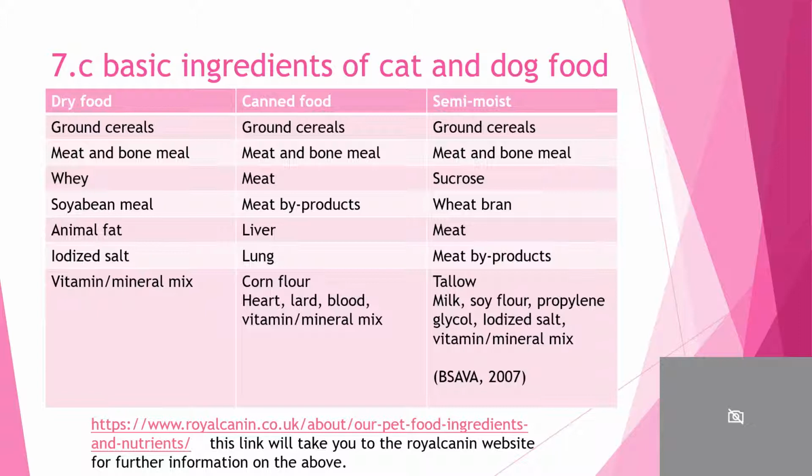Within the associated table, we have a list of the basic ingredients of dog and cat food, and these are broken down into the various types listed in the previous slide, so dry food, canned food and semi-moist. Make a note of these for your own reference, and this was taken from the VCS04 textbook 2007, and I've also provided a link that you could utilise to take you to the Royal Canin website for further information on the above.